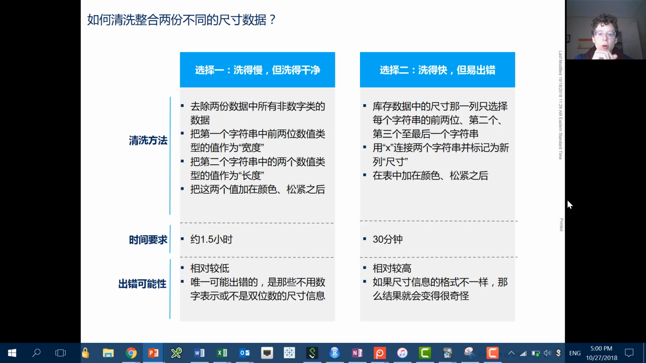One option is to go through every single thing and get it exactly right. We don't need to get too technical here, but whenever you see a W, you might remove it. Whenever you see an L, you might remove it. And then you're going to separate these two apart. You're going to have a width column, which will just be the 32, and a length column, which will just be 30. And you're going to do that for both of the two. You're going to clean up both sides of the data.